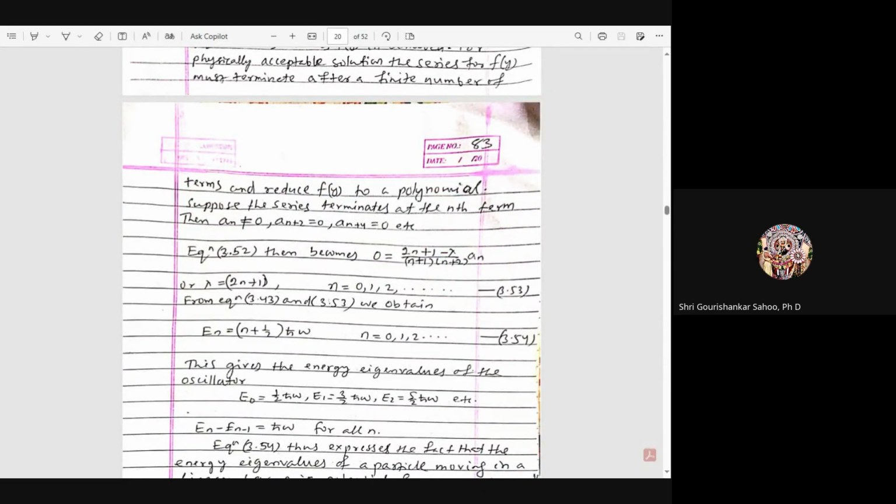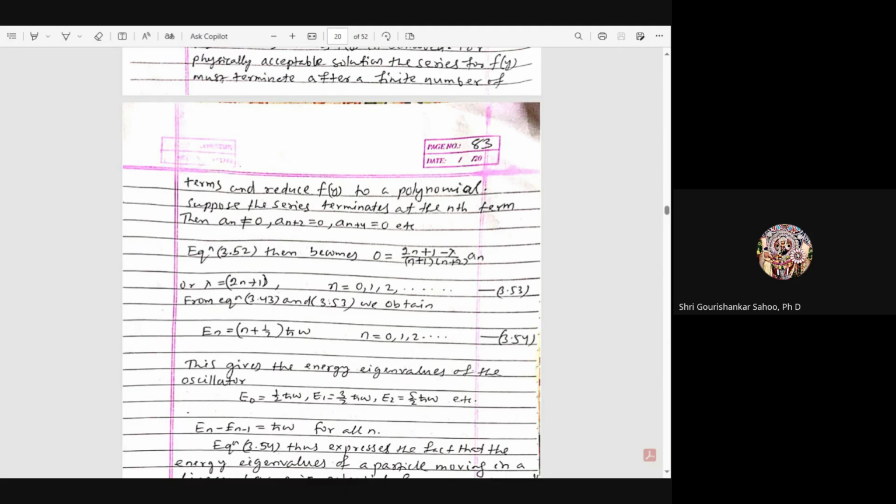So the series terminates at the nth term, and your a_n is not equal to 0, and a_{n+1} is equal to 0, and a_{n+2} is equal to 0. So now 0 is equal to (2n+1 − λ) by (n+1)(n+2) whole multiplied by a_n. So your lambda will be 2n plus 1, which putting in the equation gives your recursion relation as I have told you earlier. So your lambda is equal to 2n plus 1, where n is equal to 0, 1, 2, and so on and so forth, and E_n is equal to (n + half) h cross omega, where n is equal to 0, 1, 2, and so on.